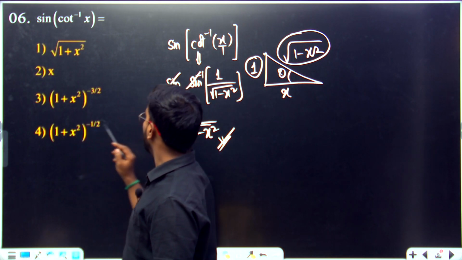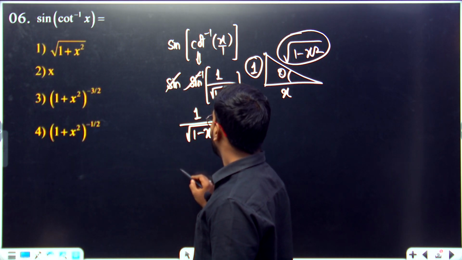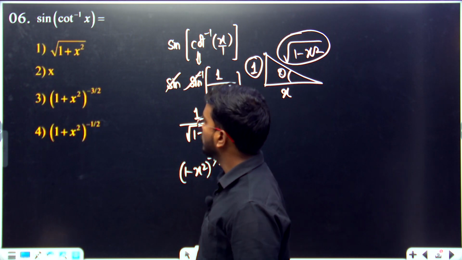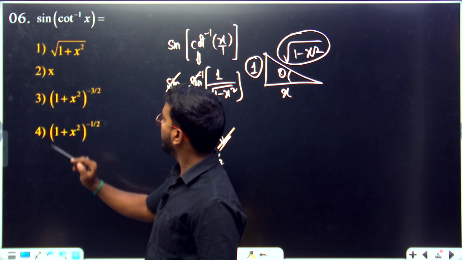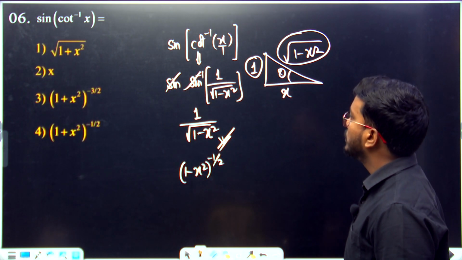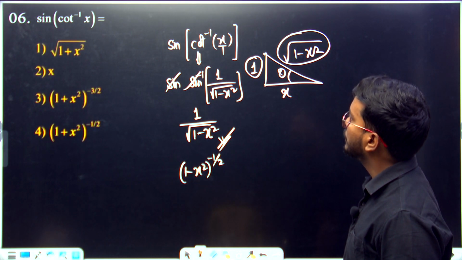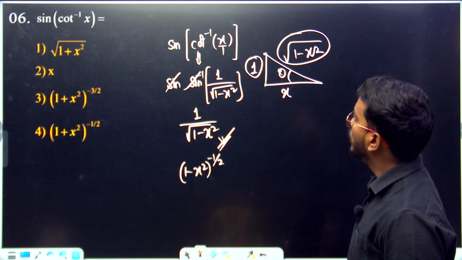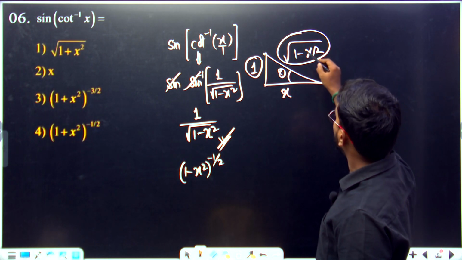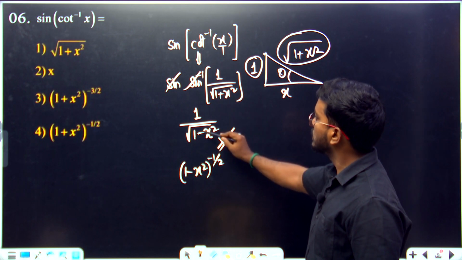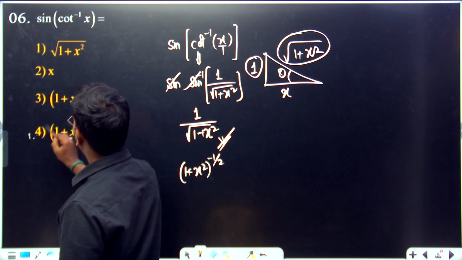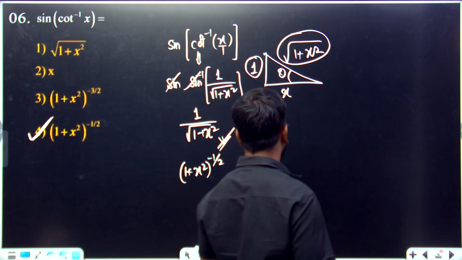Okay. I can write here 1 minus x square whole to the power of minus 1 by 2. It's not given in here. Let me check one more time. Cot inverse of x. X is x by 1, adjacent by opposite. So this should be plus, right? Yes, plus. That's the mistake. Plus, plus, plus. Now correct, because you need to add these two to get this one. So what is the correct answer now? Root of 1 plus x square, to the power minus 1 by 2.